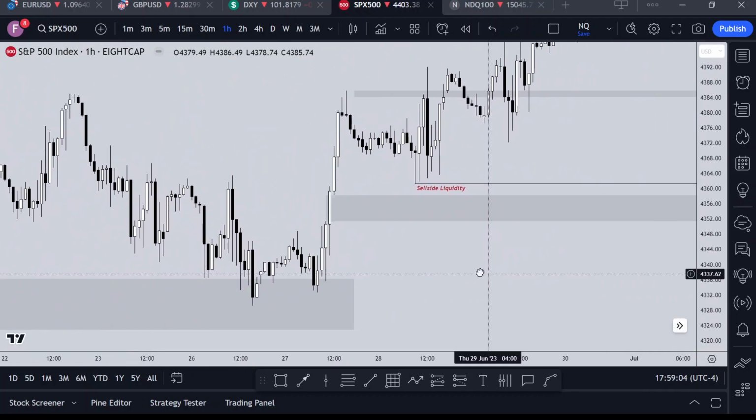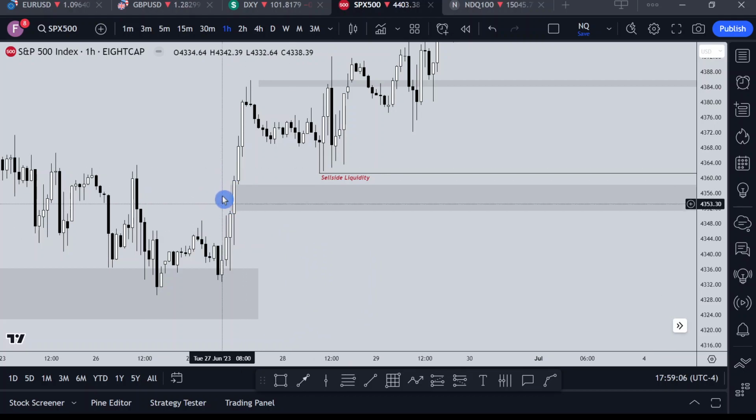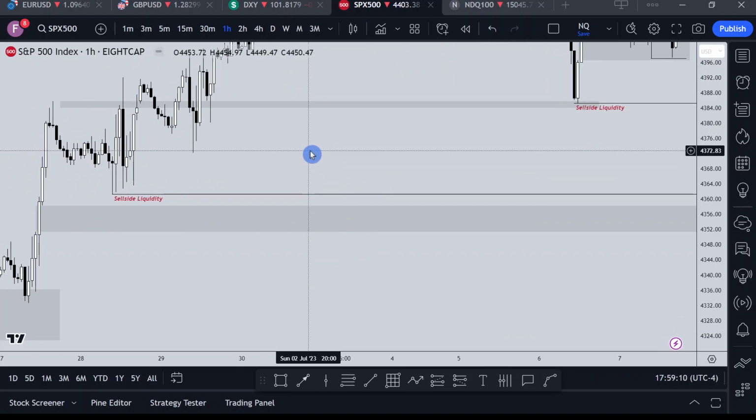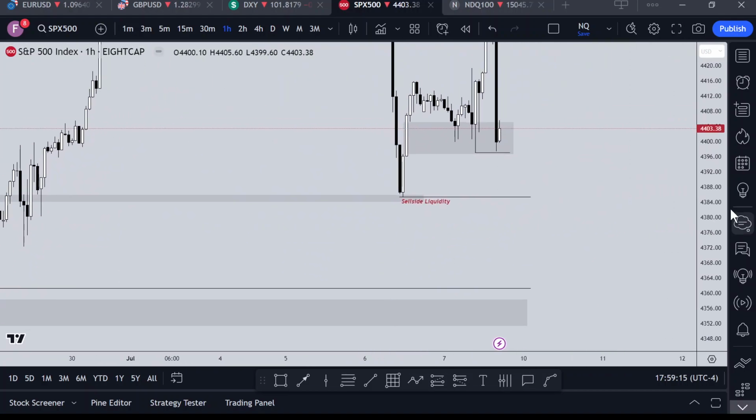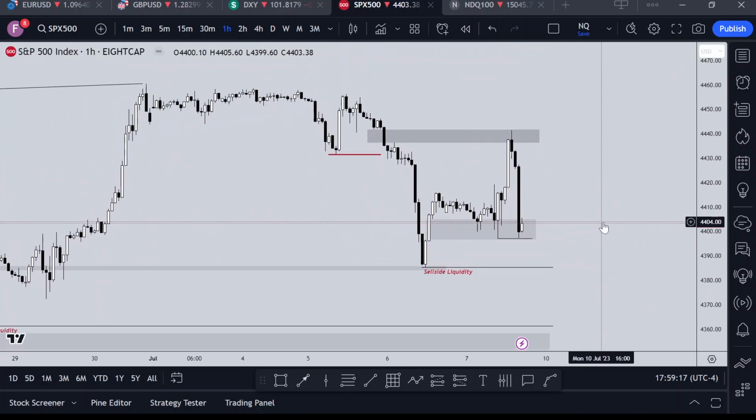And then there is this 1 hour fair value gap within deep discount prices. I'm expecting those price levels to be hit for this week. So my bias is bearish for the week.